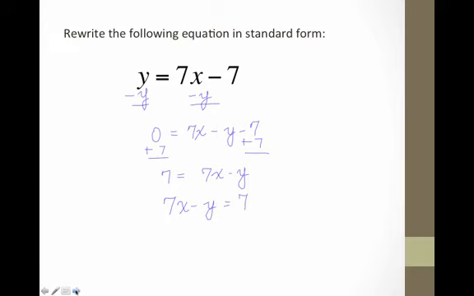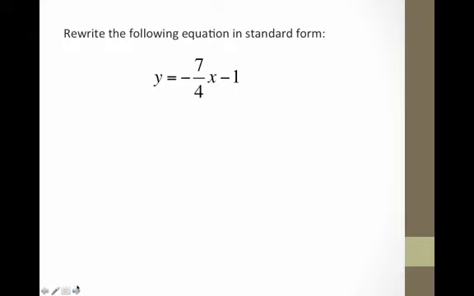Okay, pretty straightforward. Now, this one is a little bit more complicated because I've got a fraction as the coefficient of my x variable. But notice, because it's negative, I can actually add it to both sides this time. And if I add, I'm going to end up with a positive x on the left-hand side, which is what I want. So 7/4 x plus y equals negative 1.